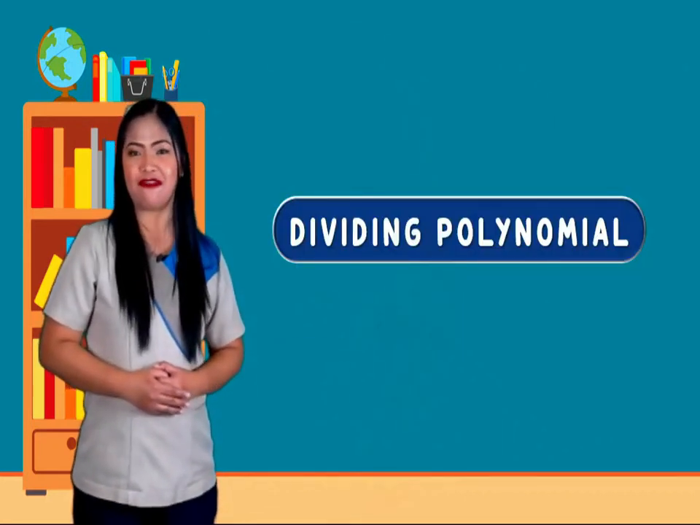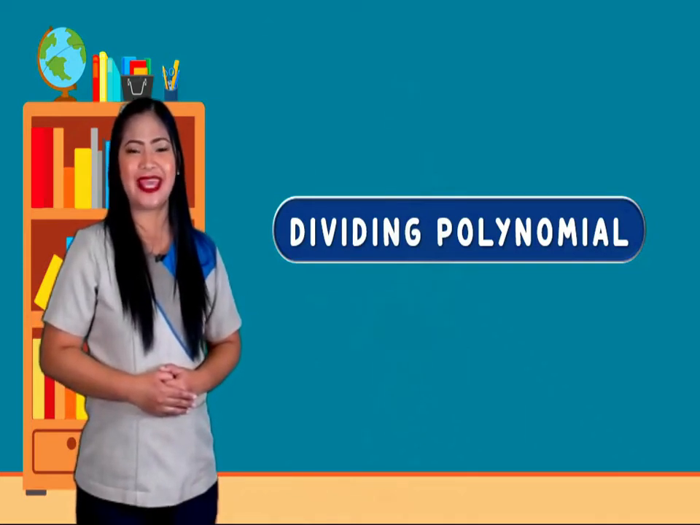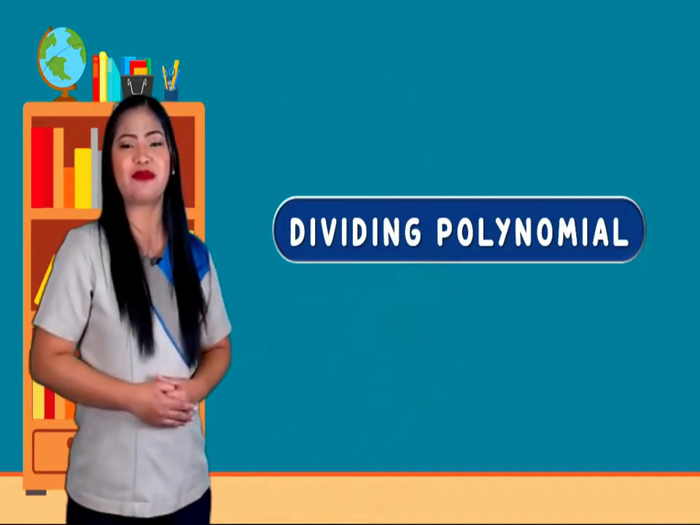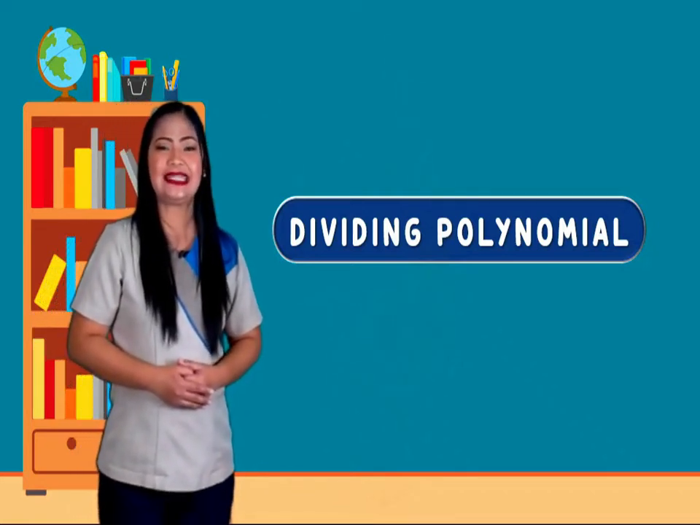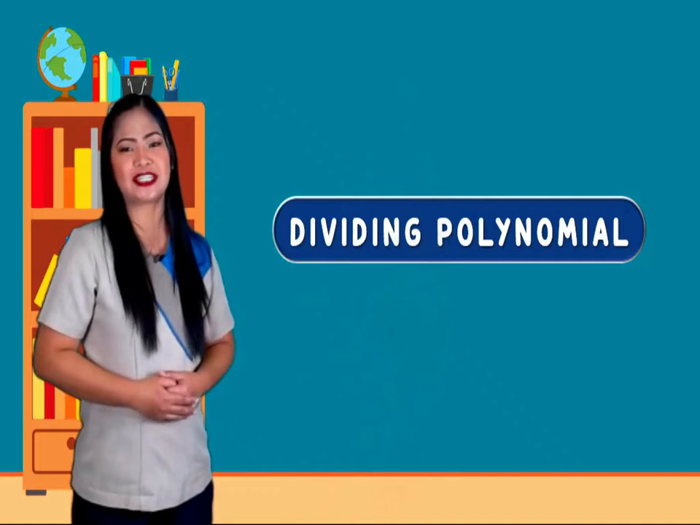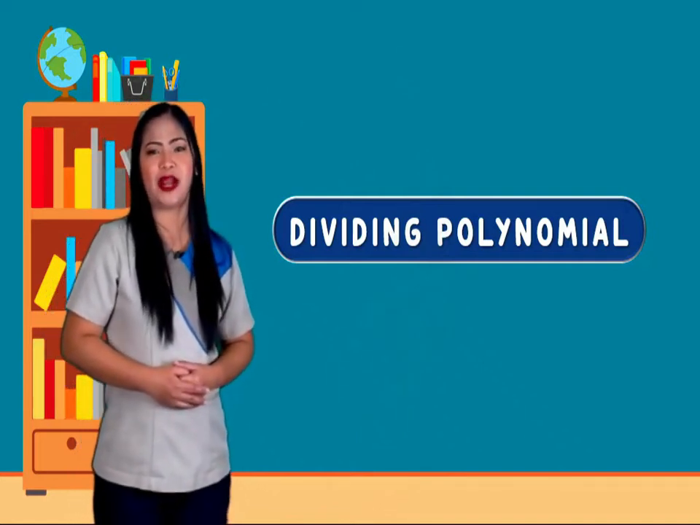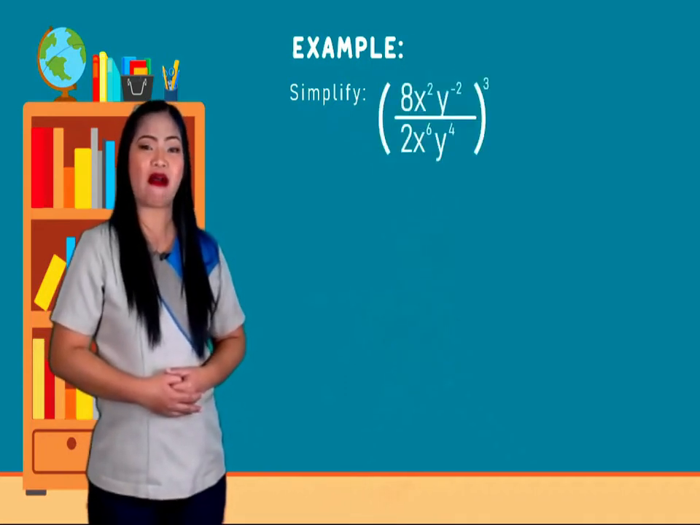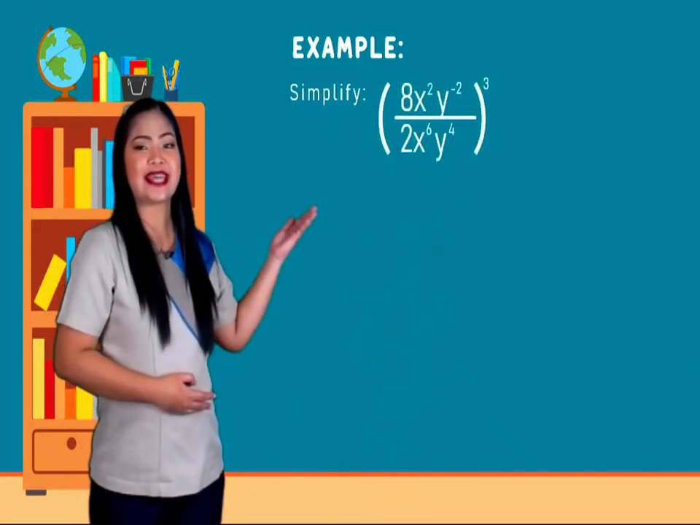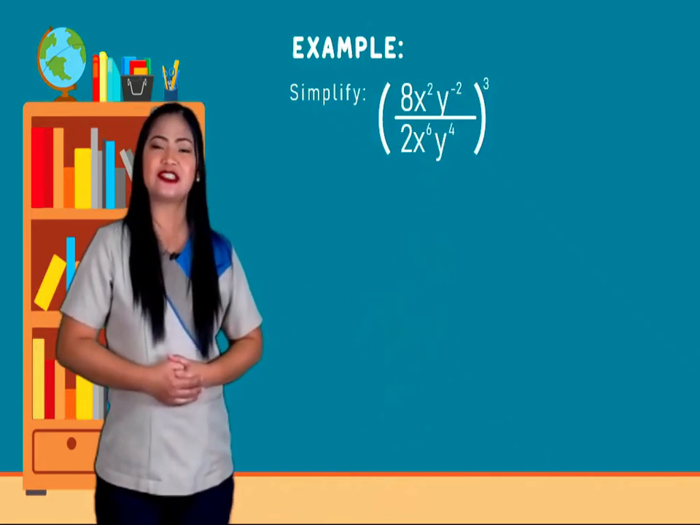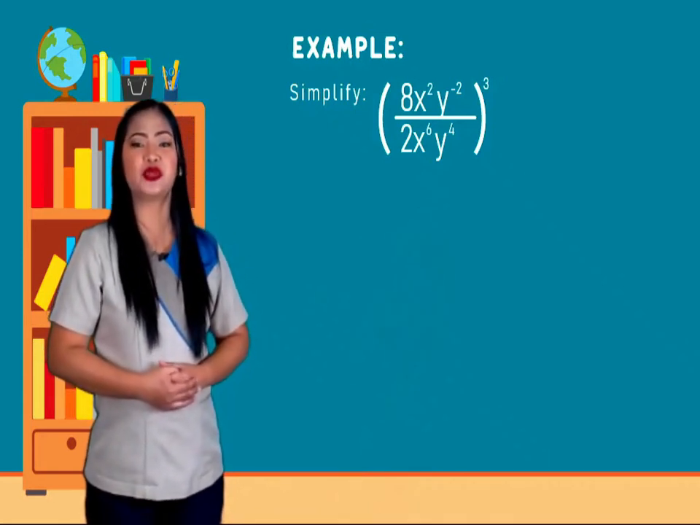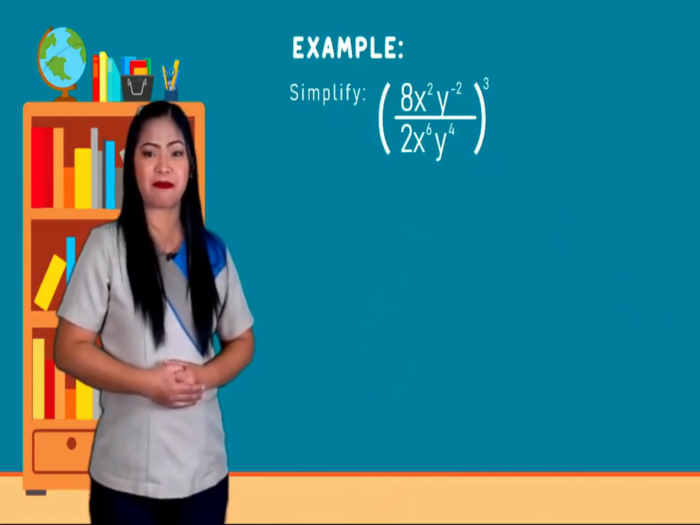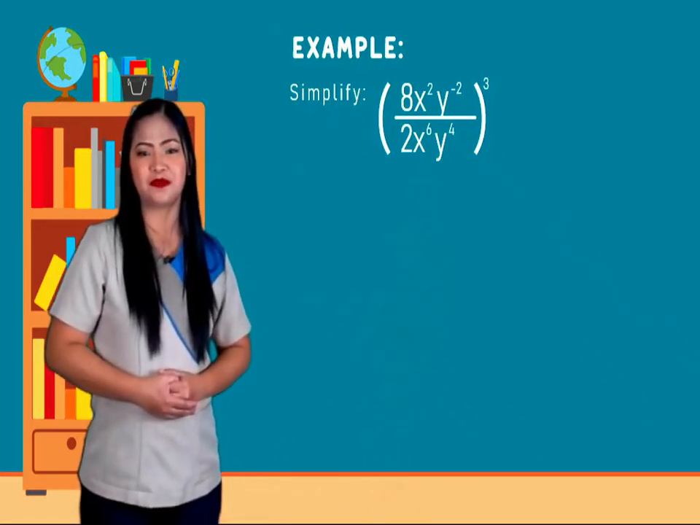Finally, we have dividing polynomials. In dividing polynomials, you first divide or get the lowest term of the numerical coefficients, then apply quotient law of exponents on their literal part. For example, we need to divide the quantity of 8x raised to the second power, y raised to negative 2, all over 2x raised to the sixth power, y raised to the fourth power, raised to 3.